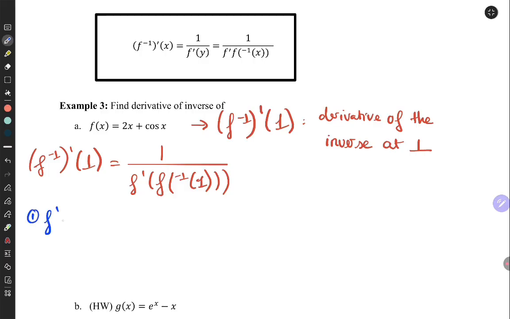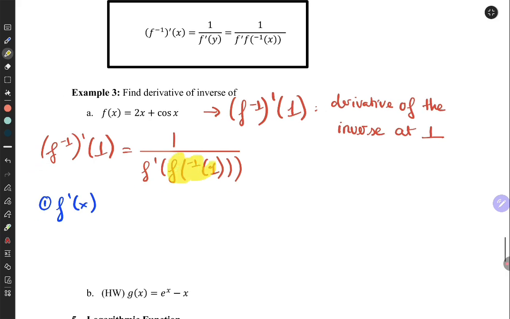First is the derivative of x. Remember this whole thing, this yellow, is the x in this case. So find the derivative of that. That's the first thing. The second thing is that yellow thing inside, which is the inverse at 1. Find this inverse at 1, which is that yellow.